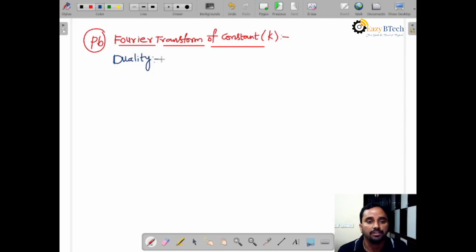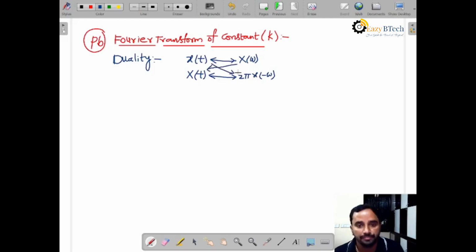So we know what the duality property is saying. Suppose x of t is the signal, and its Fourier transform is capital X of omega. Then the Fourier transform of capital X of t is 2 pi into small x of minus omega.